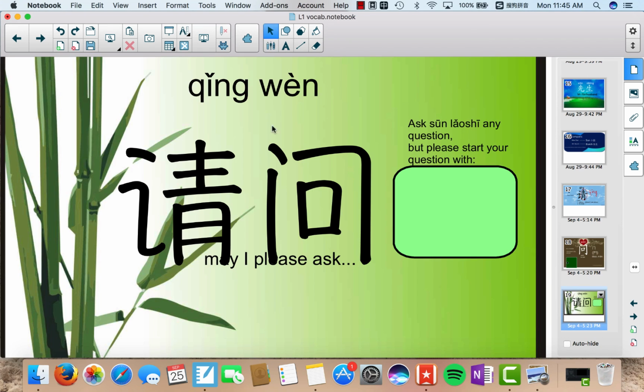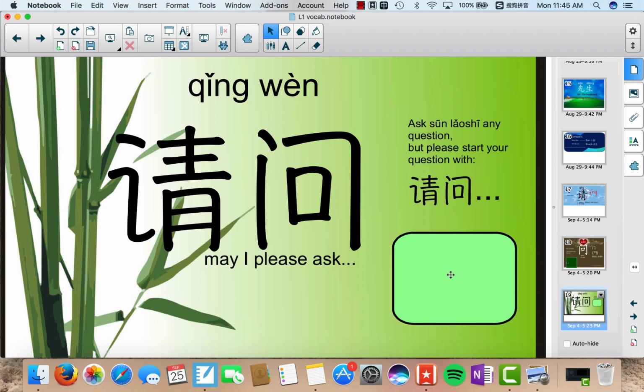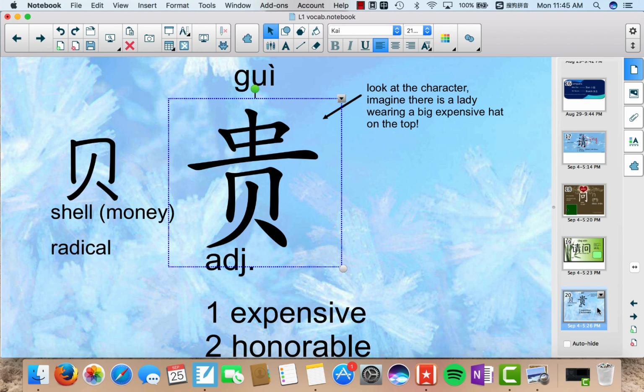Okay, when you put 请 and 问 together, literally please ask, it translates to, may I please ask? Now, you can ask me anything, but you have to start with 请问. For example, 请问, is this lesson over yet? 请问, can we go to China? 请问, where's the bathroom? 请问, how to say this? Got it? So you start your question with 请问 to be polite.